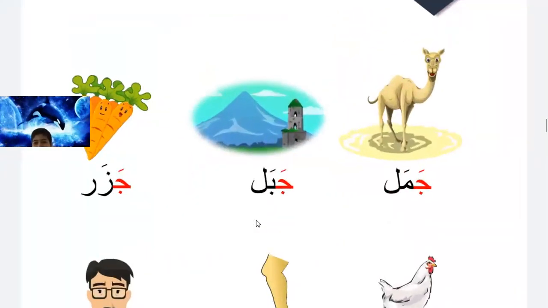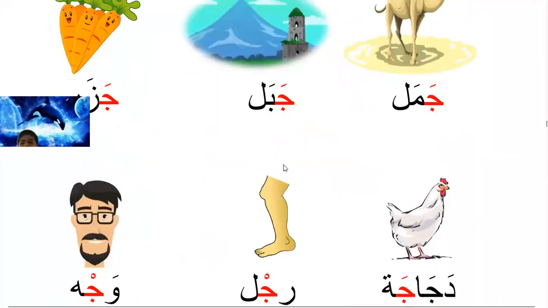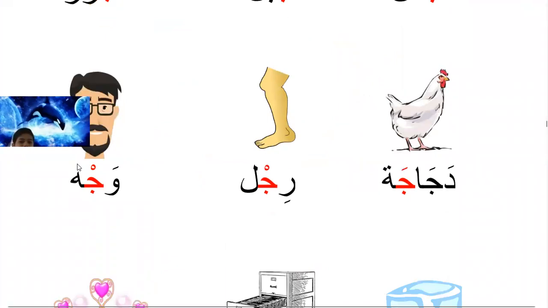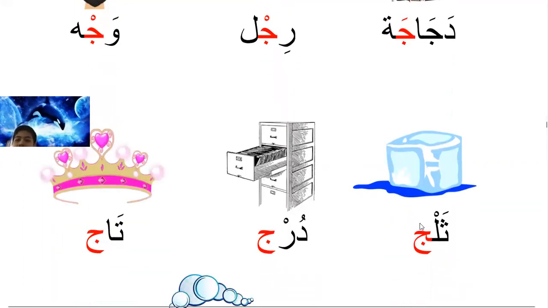Okay. So first one. Jamal. Camel. Good. Jabal. Mountain. Good. Jazar. Carrots. Good. Dajaja. Chicken. Good. Rijl. Leg. Wajh. Wajh means face. Face. Salj. Ice. Okay. Durj.